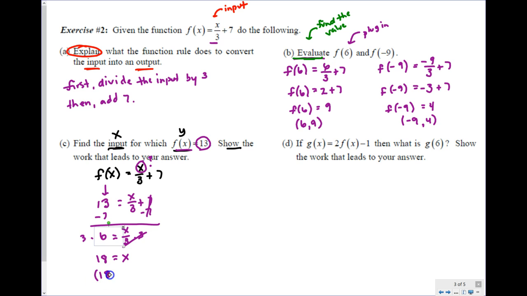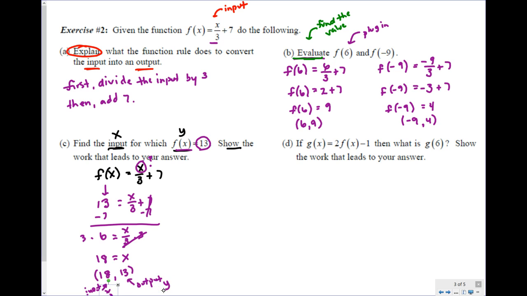So if I want to write this as a coordinate, when I put in 18 as my input, I get out a 13 as my output. Okay, this is like my x, and this is like my y.